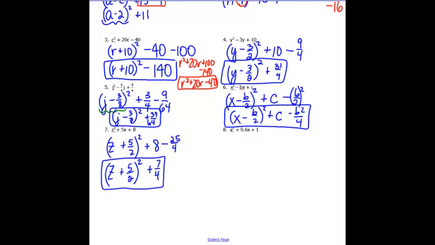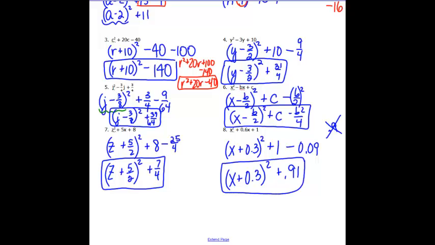The next one they gave you a decimal. So those of you who like decimals got to try this out. So half of 0.6 is 0.3. So that's going to be x plus 0.3 squared. And I had 1, but then I need to subtract out not 0.9. 0.09 is 0.3 squared. So it's x plus 0.3 squared plus 0.91.